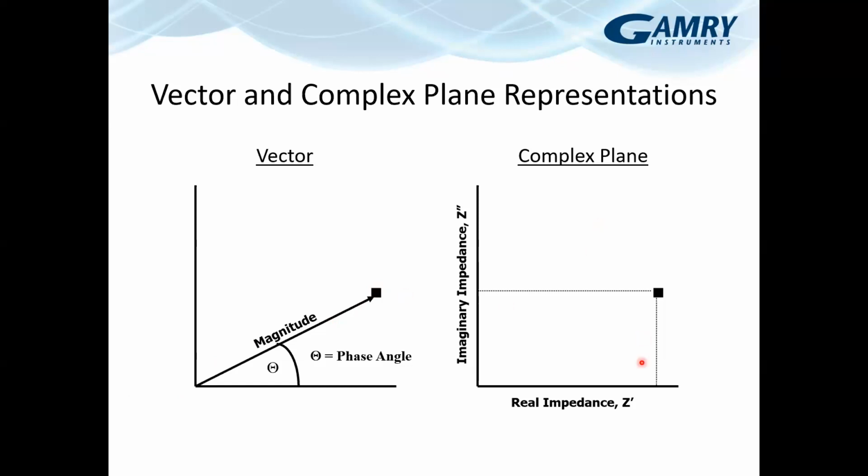In the complex plane, we just go over on one axis a given amount, the real axis in this case for impedance, and then we come up on the other axis, which we term the imaginary impedance, to find that exact same point in space. So both of these are just different representations of the same thing.